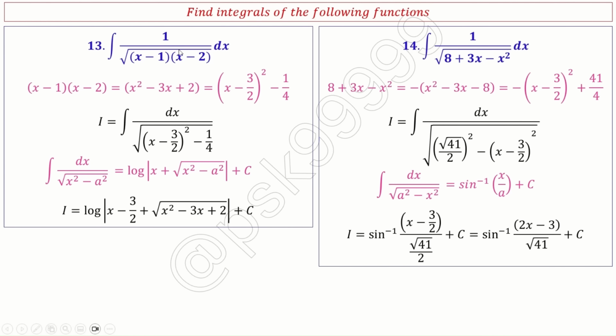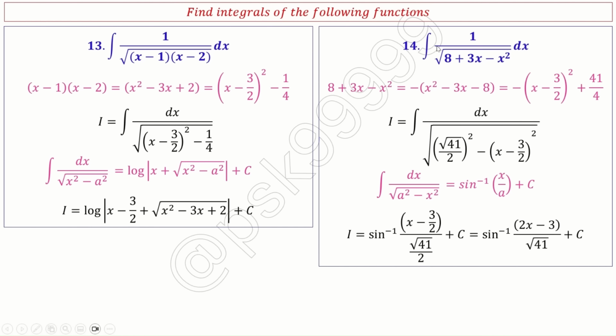Okay, integration of 1 by square root of x minus 1 into x minus 2. First thing is you convert it into a standard form, which is to multiply out x square minus 3x plus 2, which is nothing but x minus 3 by 2 whole square minus 1 by 4. Okay, now once you know this one, this is the integration. Integration is nothing but integration of dx divided by square root of x minus 3 by 2 whole square minus 1 by 4. So this is in this form. If I substitute carefully, the answer is log of x minus 3 by 2 plus square root of x square minus 3x plus 2, plus constant.